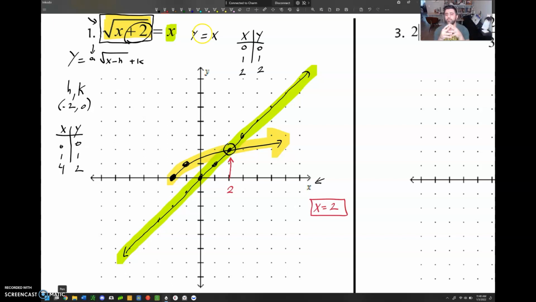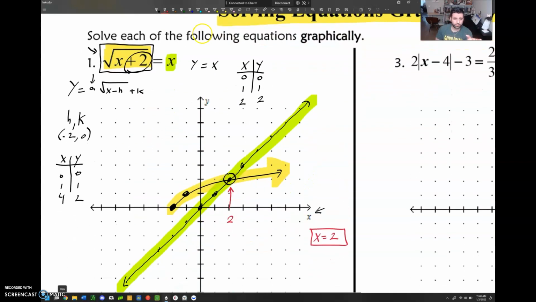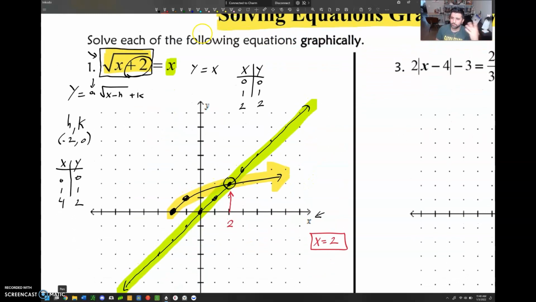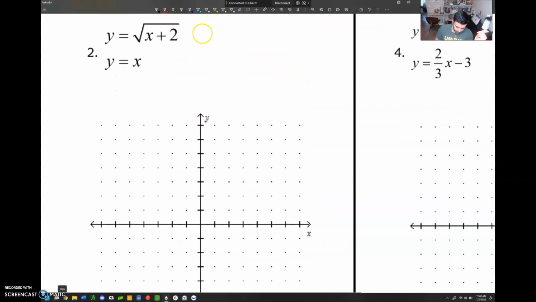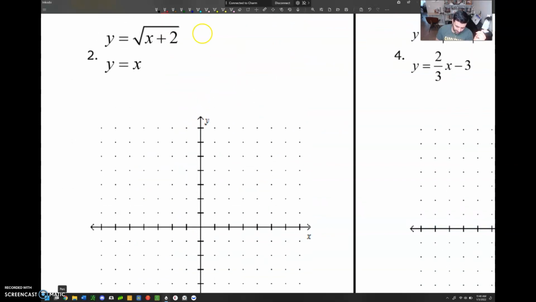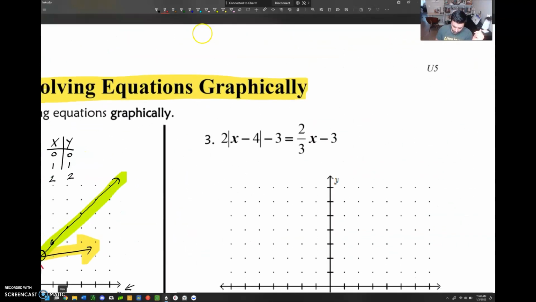Now you could have done this algebraically, where you could have solved it a different way and received the same answer. But again, this is doing it graphically, alright? So pause it if you need to write it down. Alright, now let's go ahead. Actually, I'm going to do 3 and then I'm going to do 4 and 2.